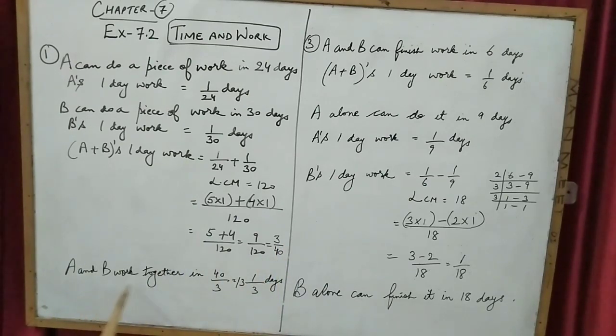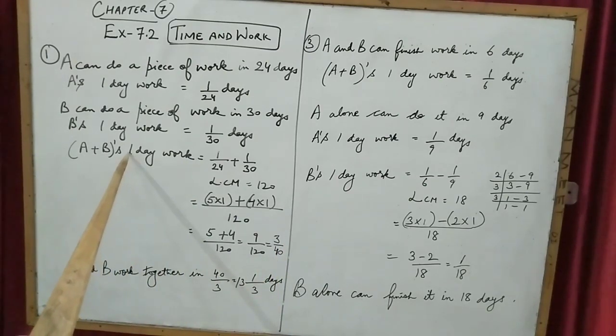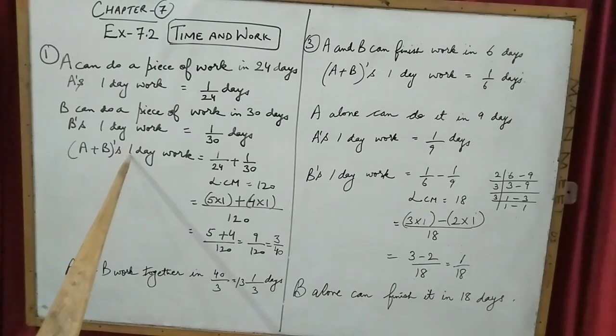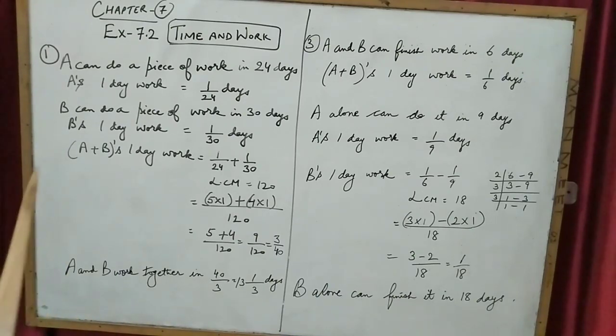So A and B work together. See children, this is 1 day's work. But here I am not taking the 1 day's work. The question is to find out in how many days A and B work together. So I have taken the reciprocal of the answer of 1 day's work, 40 upon 3. 3 into 13 is 39, and if I add 1 it becomes 40. So our answer is 13 1/3 days.